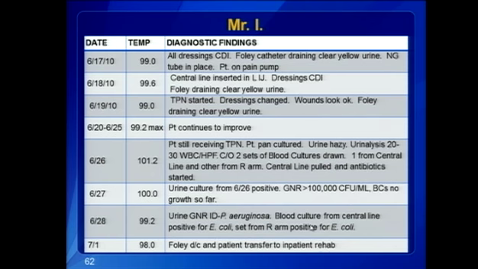The next day, temp is 100. Urine culture is positive for gram-negative rods greater than 100,000. No growth from the blood culture so far. The next day, the organism in the urine is identified as Pseudomonas aeruginosa. The blood culture from the central line is positive now for E. coli, and the set from the right arm as well. And on the 1st, they discontinue the Foley and transfer the patient to inpatient rehab.